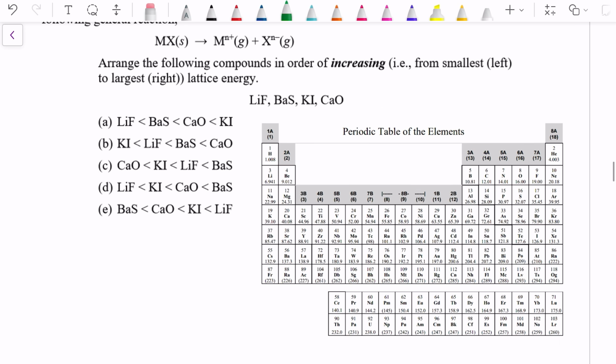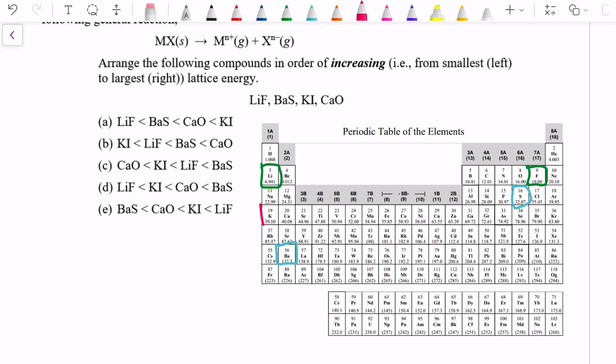All right, lithium and fluorine. Wow, just talked about that. Let's see, what's the next one? Barium and sulfur. Where's barium? Down here. And sulfur is right there.